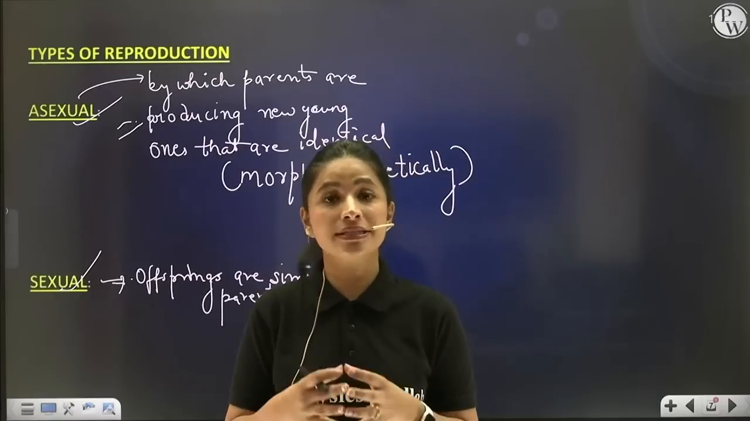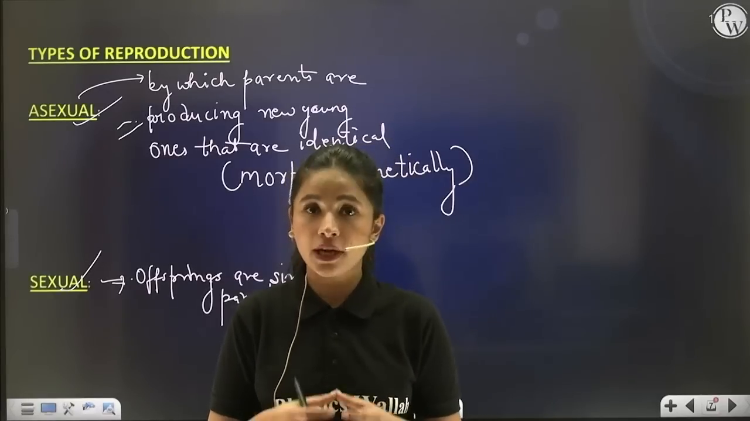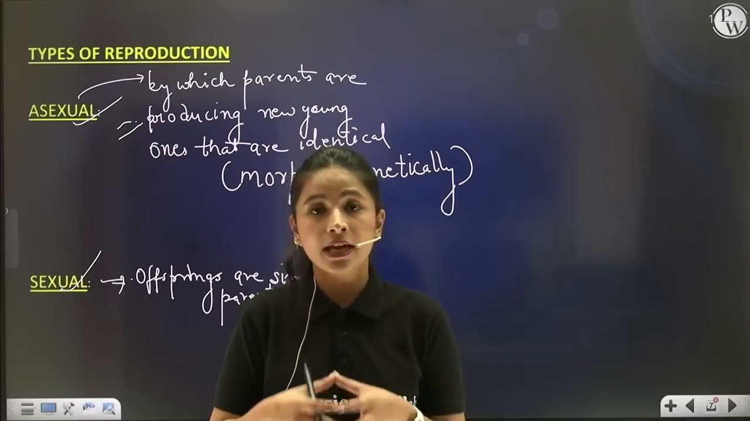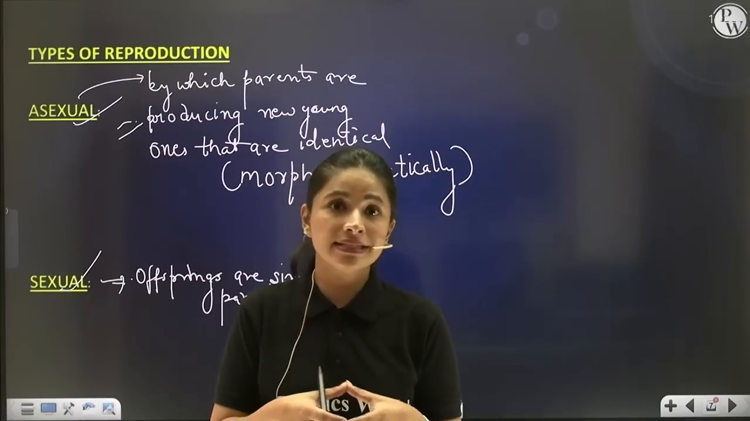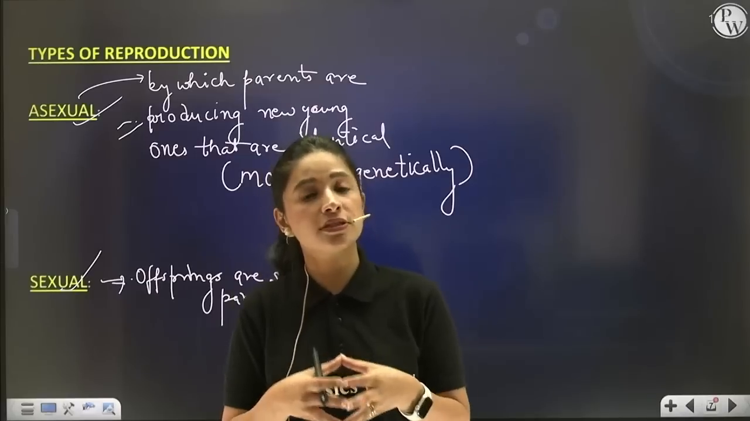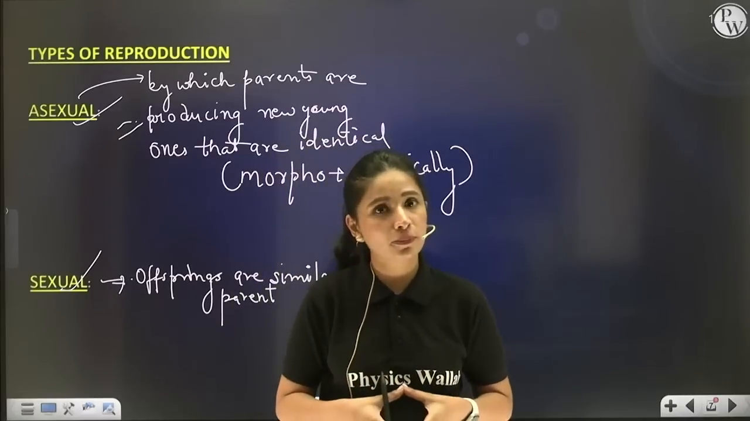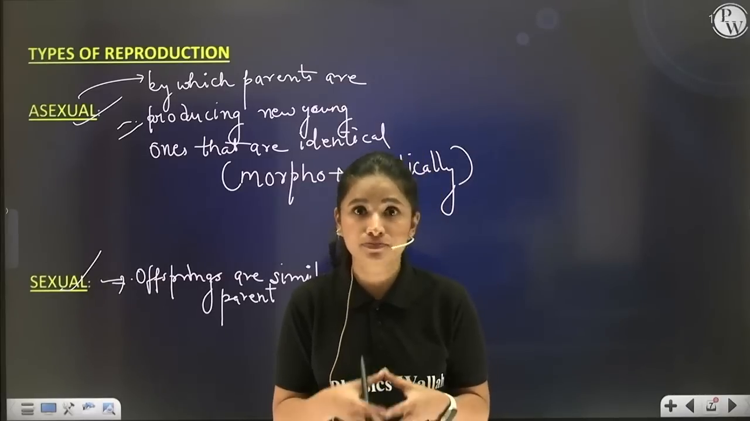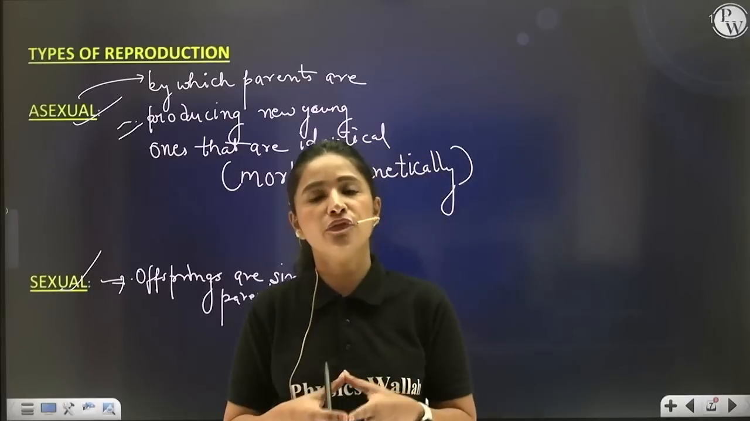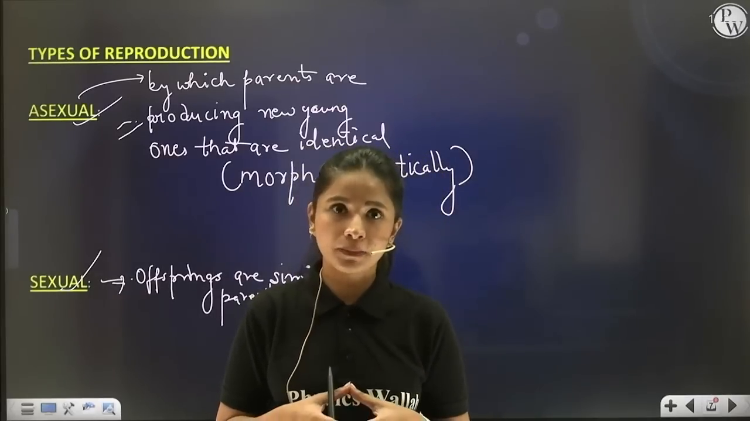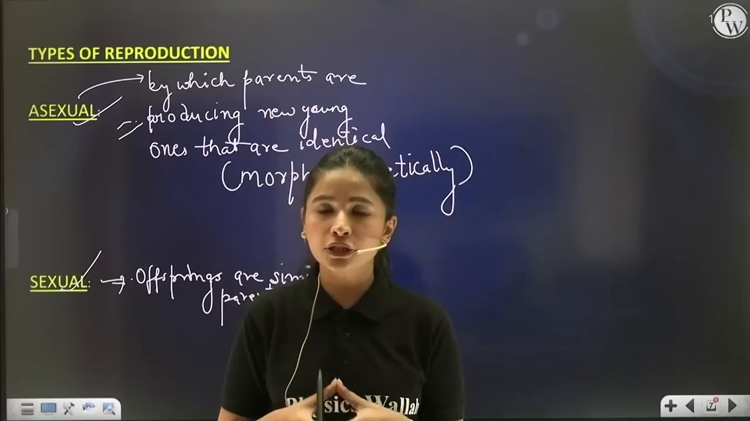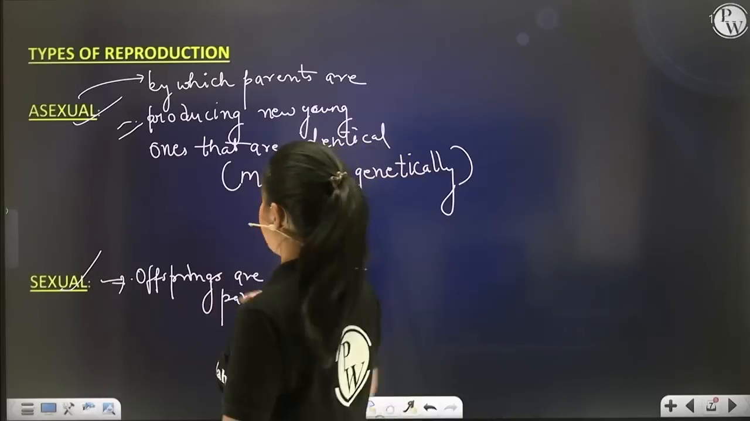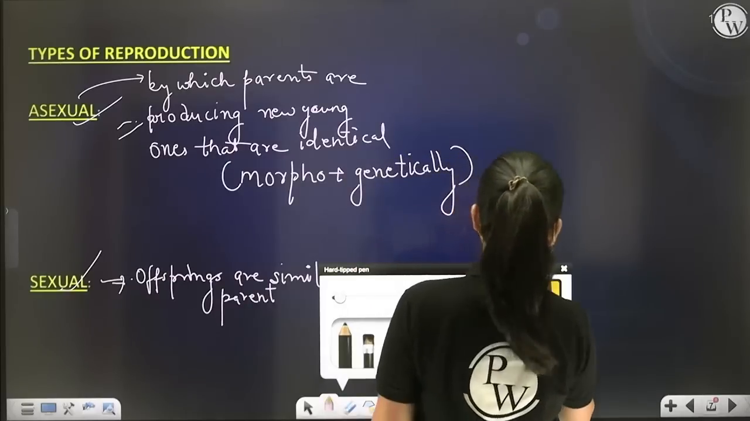So what is asexual and sexual? Asexual reproduction is that type of process by which parents produce identical offsprings, clones of themselves, without forming zygote. Whereas in sexual reproduction, offsprings are similar to parent but not identical, as both gamete formation and its fusion takes place. Clear? Now, sexual reproduction you are going to study more in detail, but if I talk about asexual, then there can be different types of asexual reproduction.